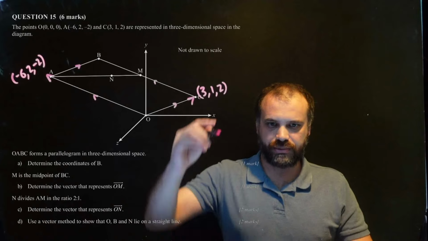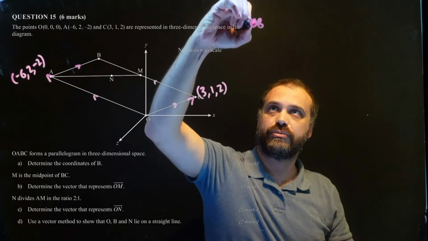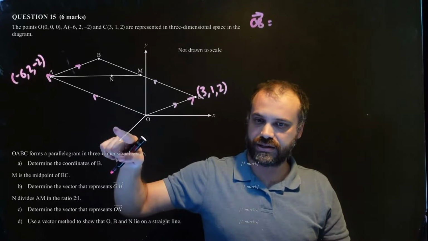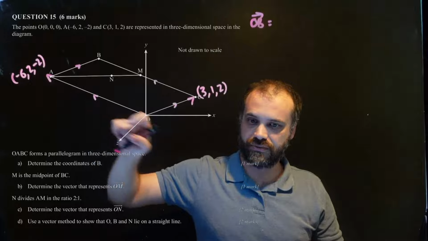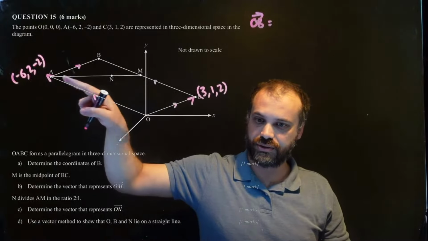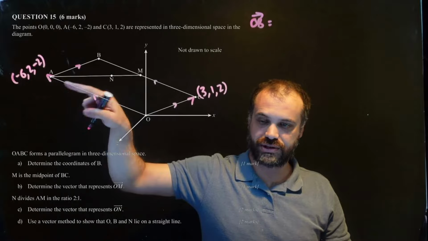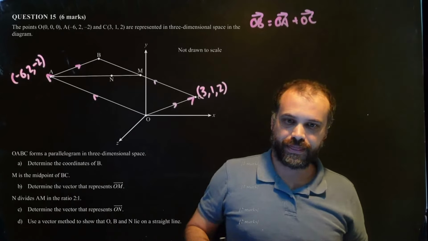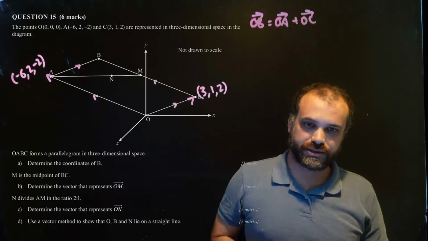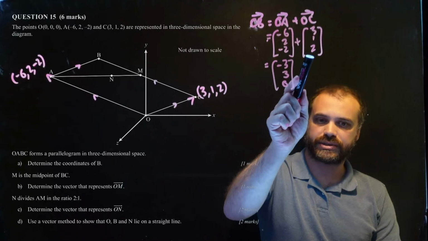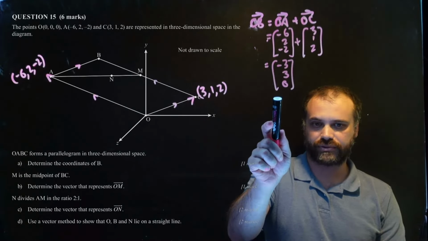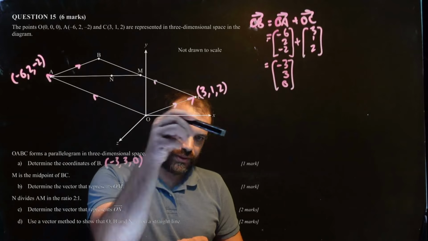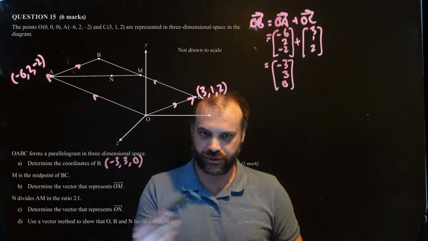So why am I talking about this? Because I can say that vector OB, and thus the point B, is equal to vector OA plus vector OC, because this is OC. So OB is equal to OA plus OC. And I know what OA is, and I know what OC is. All right, so OA was this, OC was this. Adding them together, I get -3, 3, 0. The coordinates of B are -3, 3, 0. Now that is a 1-mark question, so you've really just got to write the answer down.